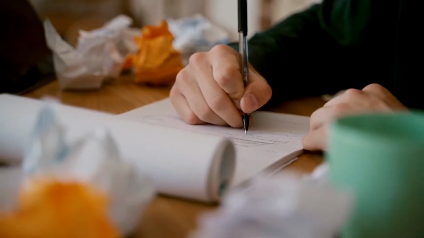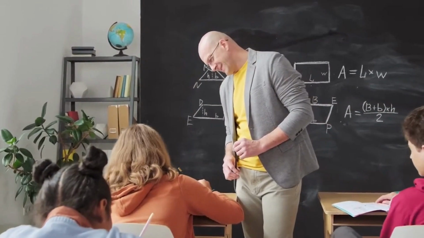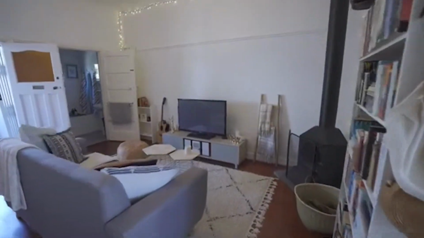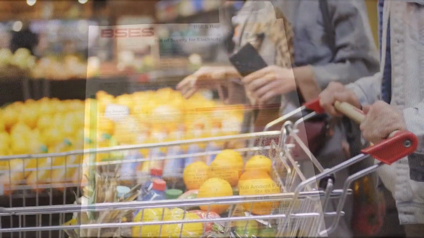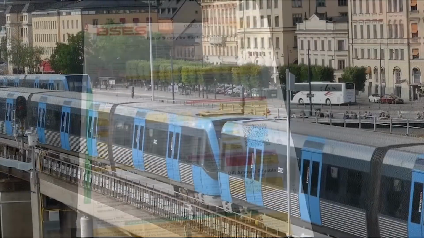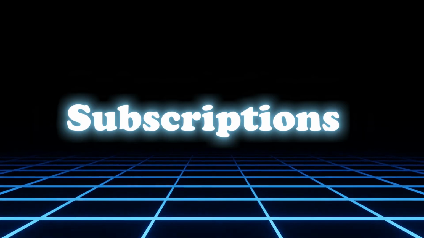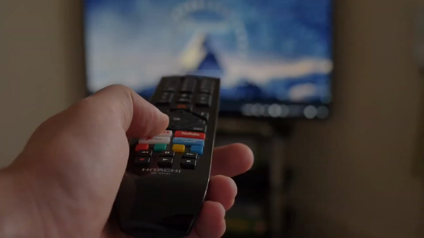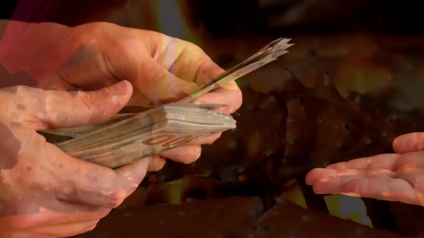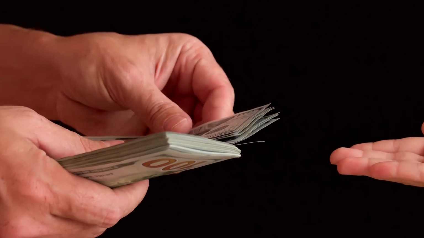Next, write down all your expenses. Start with the basics: rent or mortgage, food and groceries, utility bills, transport. Then list the extra things: subscriptions, shopping, entertainment, eating out. Add everything you spend money on.